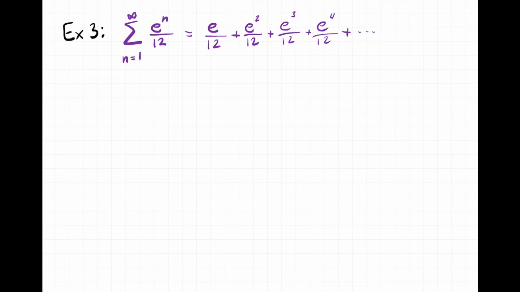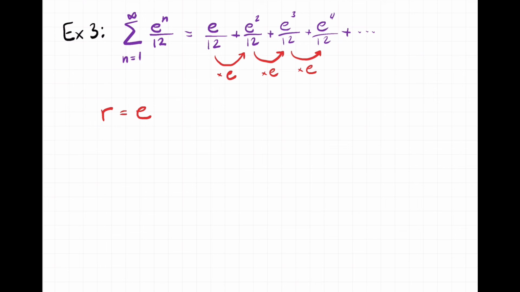Okay. Now, is there a common ratio here? Is there an r that we can distinguish? Well, yes, there is, because what can I multiply by e over 12 to get e squared over 12? I'm just going to multiply by e. What can I multiply e squared over 12 by to get e cubed over 12? I'm going to multiply again by e. What can I multiply e cubed over 12 by to get e to the 4th over 12? Multiply by e, and so on. So our r here is e.